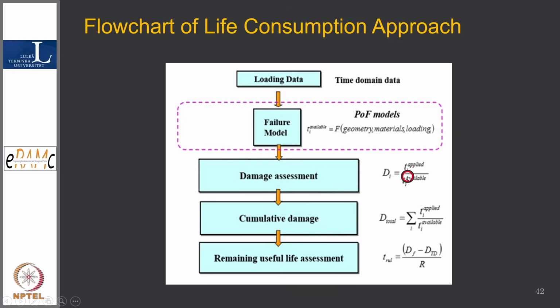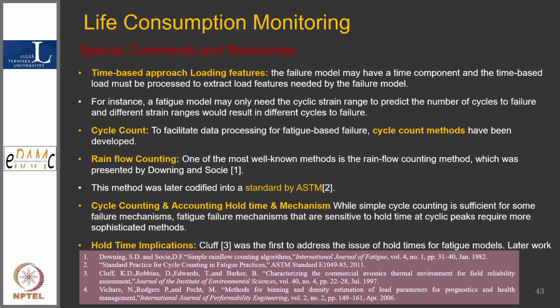Damage D_i is computed from T applied by T available, and cumulative damage is the summation of all T applied divided by T available. Remaining useful life we can provide from the damage required for failure minus the damage to date, divided by the average damage rate that we have. So this is a small flowchart which sums up everything for consumption monitoring.